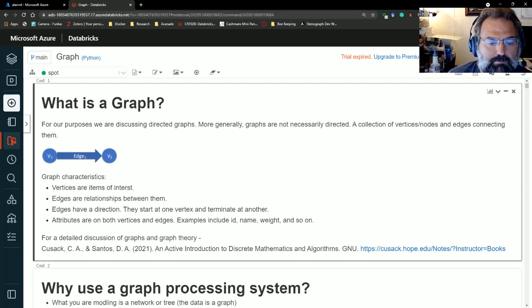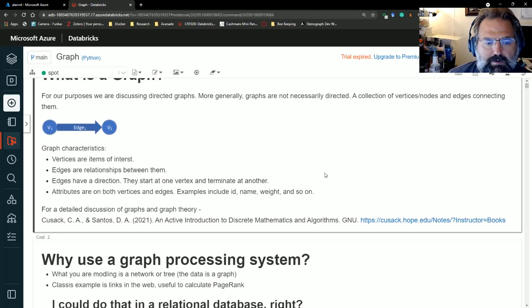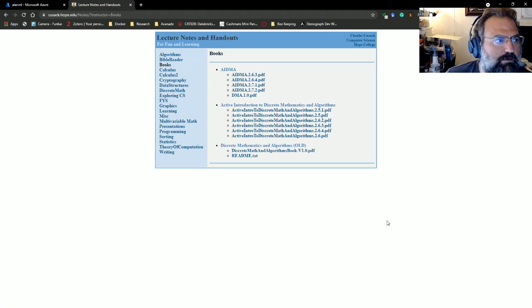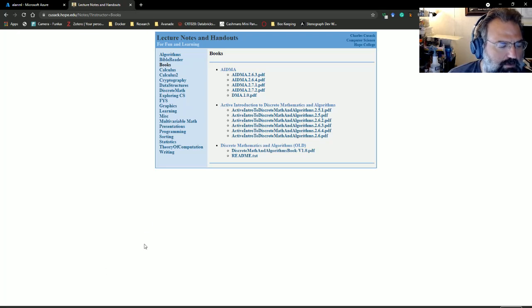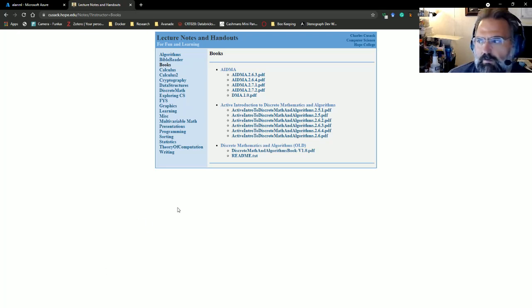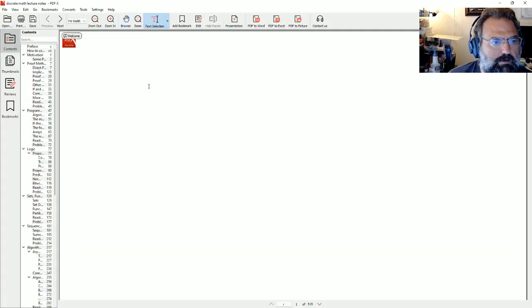There's a free book out there, if you're so inclined, that talks about discrete mathematics and algorithms, and it's a pretty good resource. You may want to take a look at the address: cusack.hope.edu/notes, then /instructor equals books, and one of those is the latest version of it, essentially in PDF form. It'll download relatively quickly, and it talks a good bit about it.